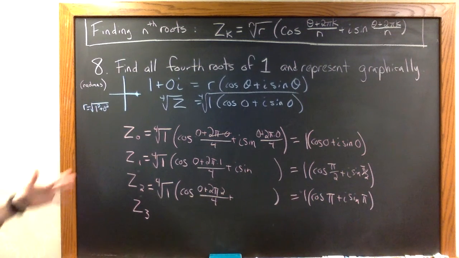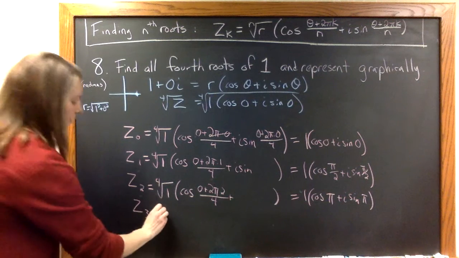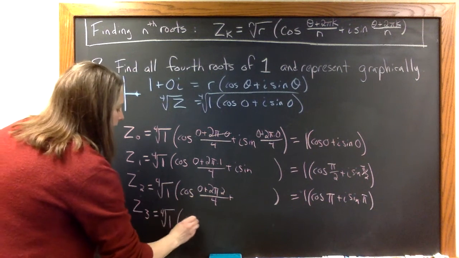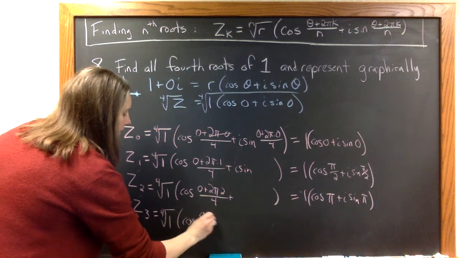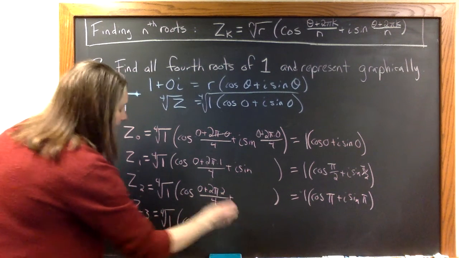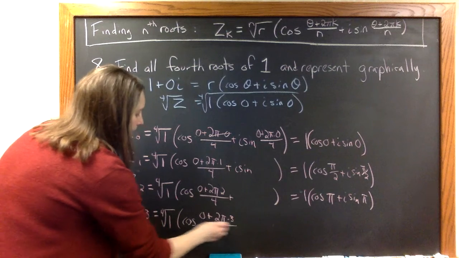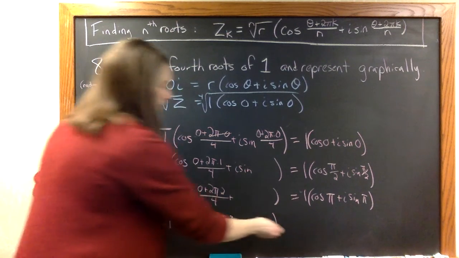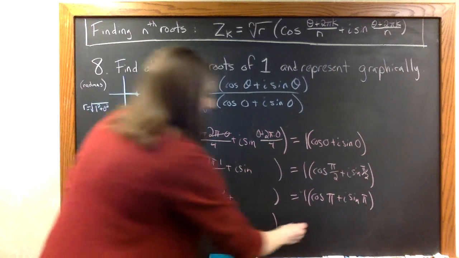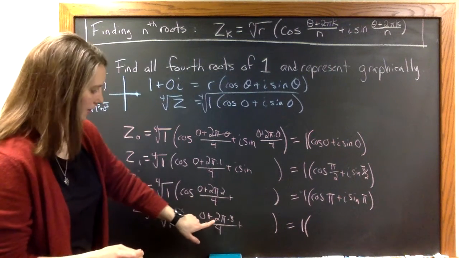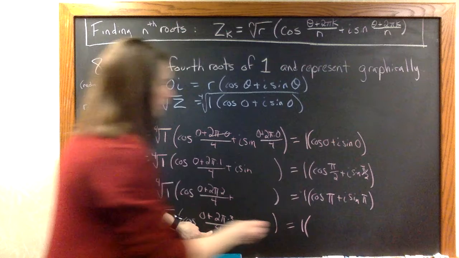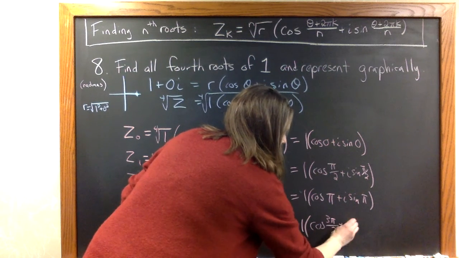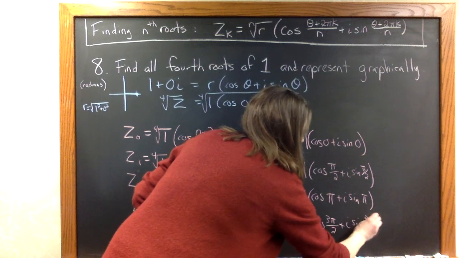Okay, one more. Still the fourth root of r, so fourth root of 1. Cosine of theta, theta is 0, plus 2 pi times k, this time k is 3. Sine's going to be the same thing, I'm just not going to rewrite that whole mess. And that's going to give us 1, 0 plus 6 pi, so we have 6 pi over 4, so we're going to have cosine of 3 pi over 2 plus i sine 3 pi over 2.